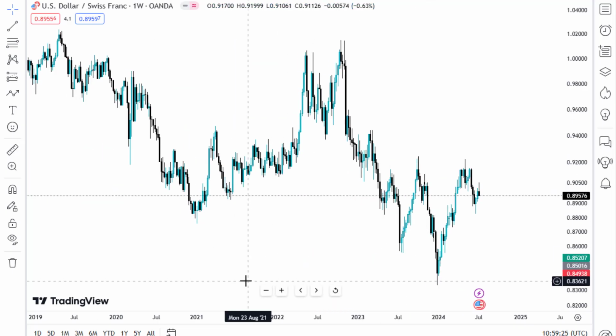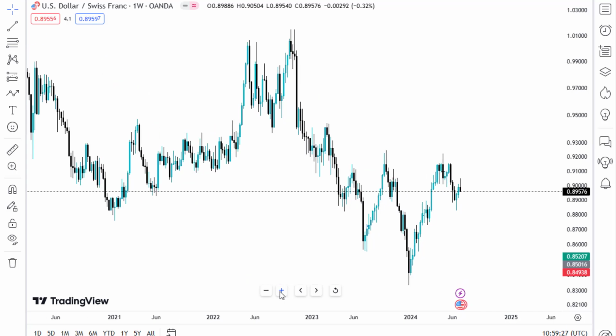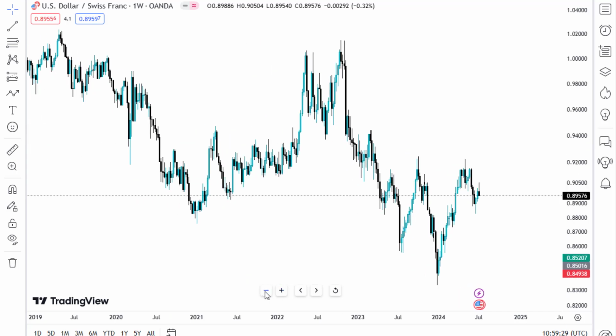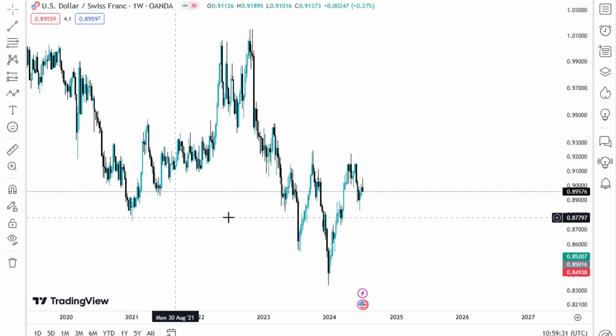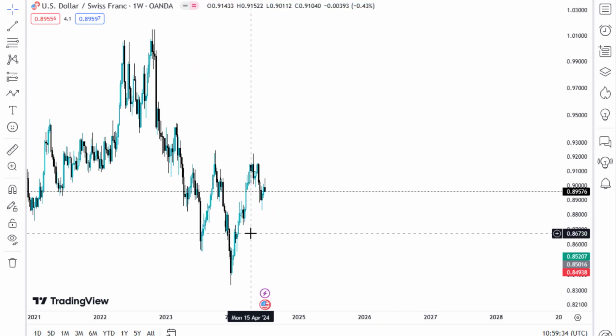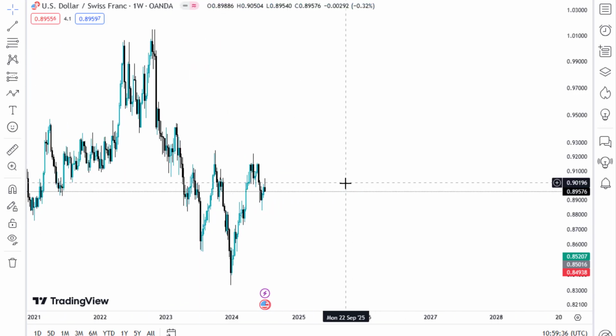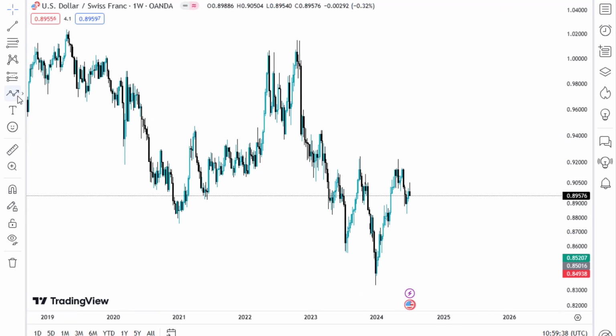Now this is US dollar Swiss franc. Let's begin with US dollar Swiss franc. We have the weekly time frame, guys, right? So we go to a bigger time frame like this. We analyze this so that we don't get stopped out in a small time frame. It's just to give us direction, but we are going to be entering on the smaller time frames, right?